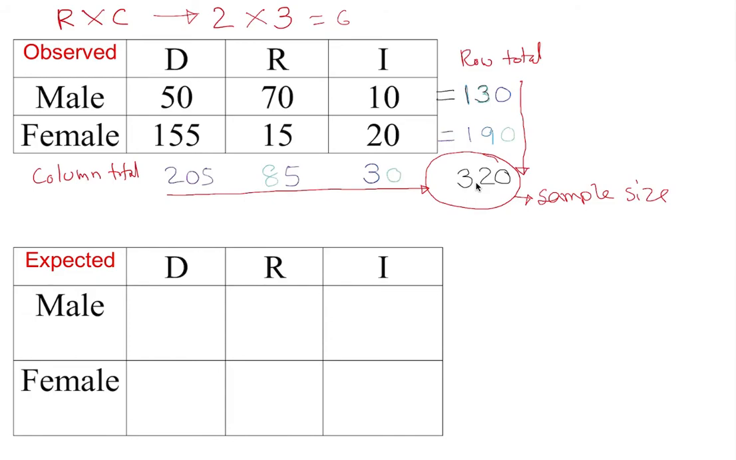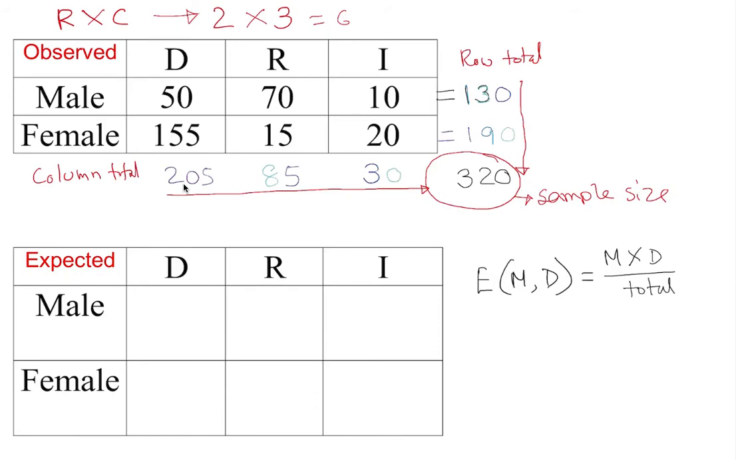Okay. So what is the next thing we're going to look into? We're going to find the expected value. Male total is 130. So first one I'm going to show you here: the expected value of male with Democrat is equal to male total times the Democratic total, divided by the sample size, the grand total.